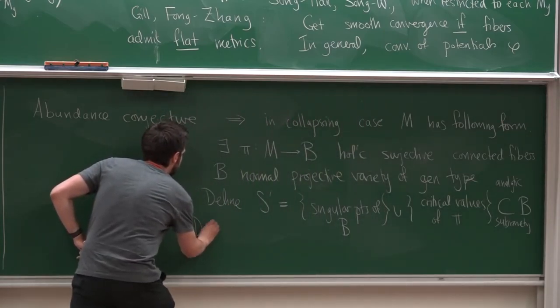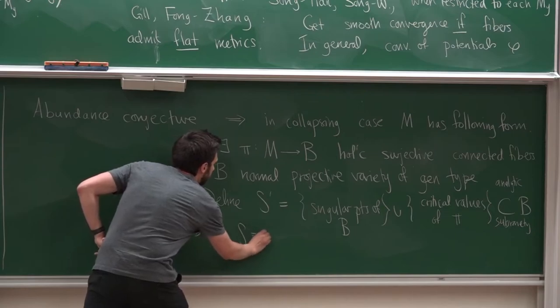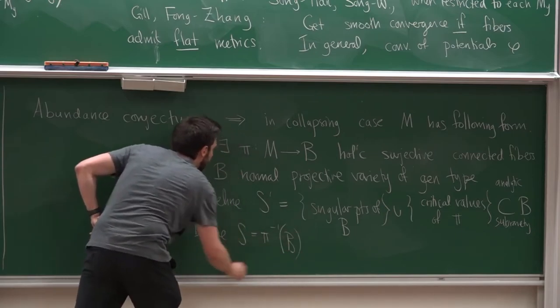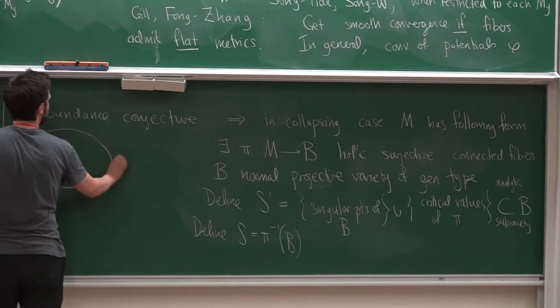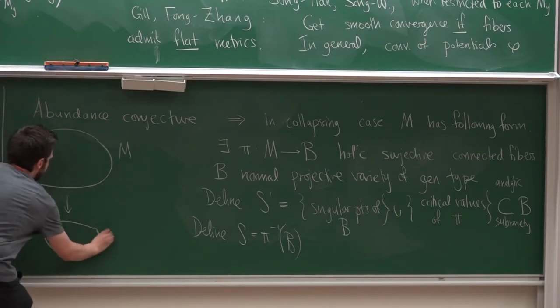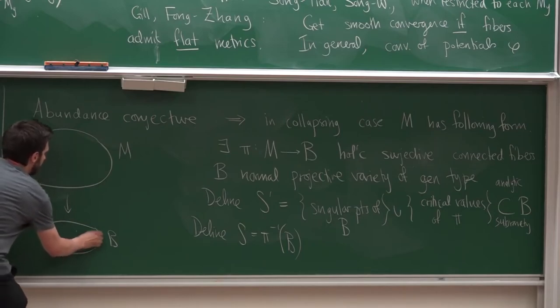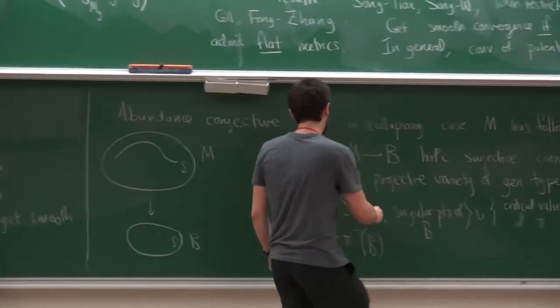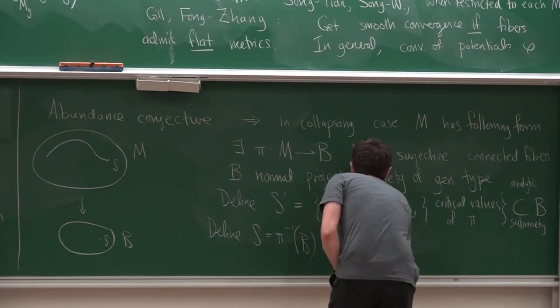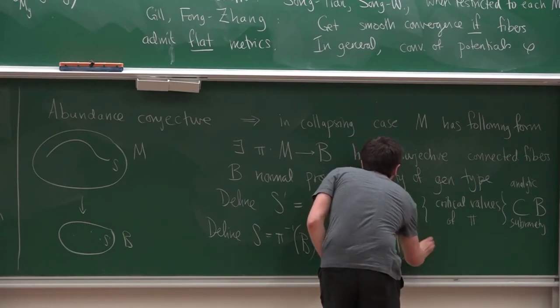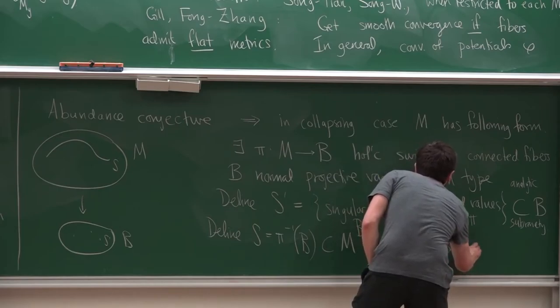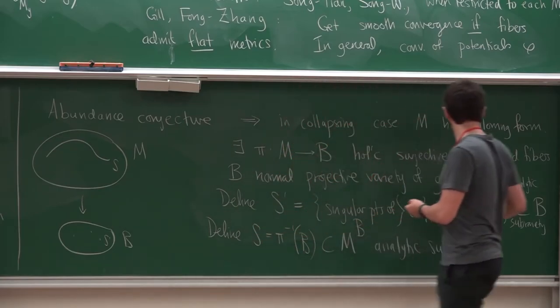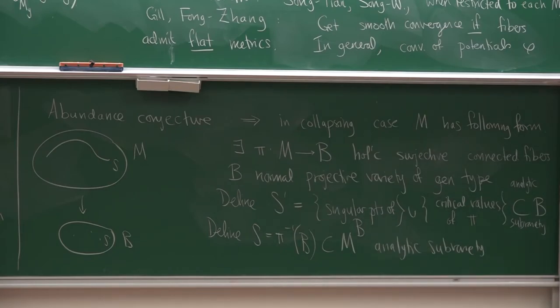And let's define S to be the pullback to M. So now we have M maps to B. We have some S prime here, and then it gives us some S here. So this is an analytic subvariety of M. I guess my picture is probably not very good. As I said, this is not really assuming anything except a big conjecture in algebraic geometry.